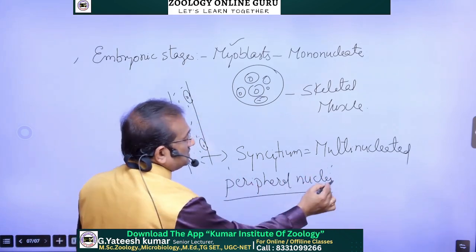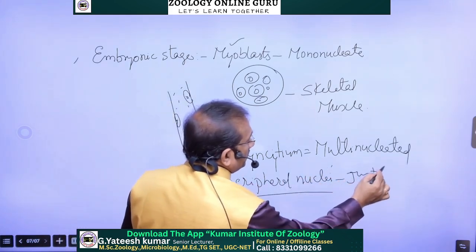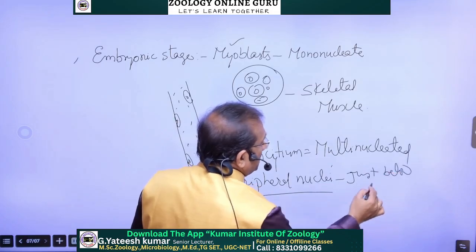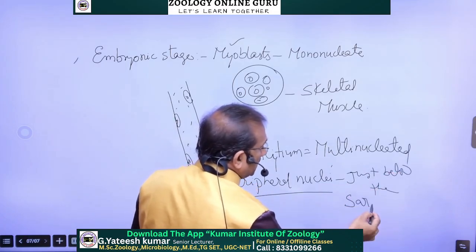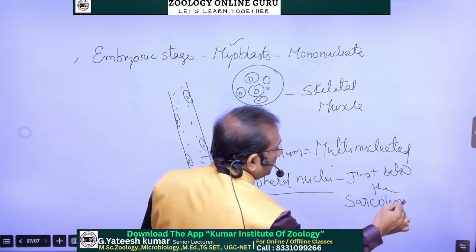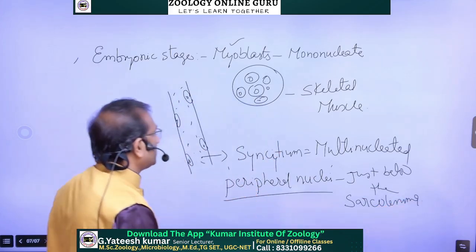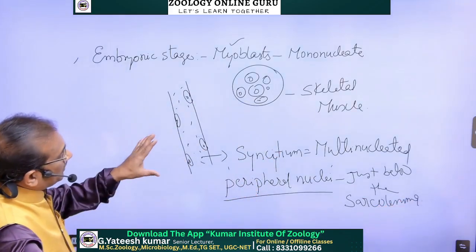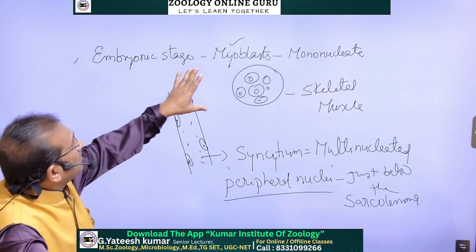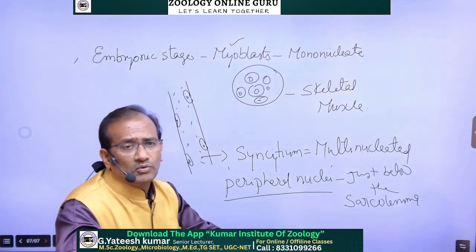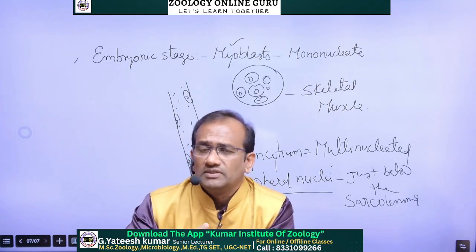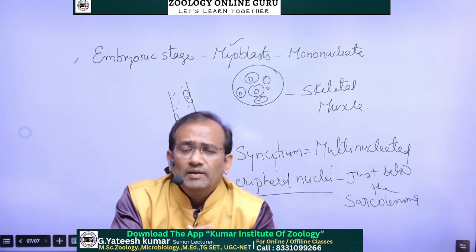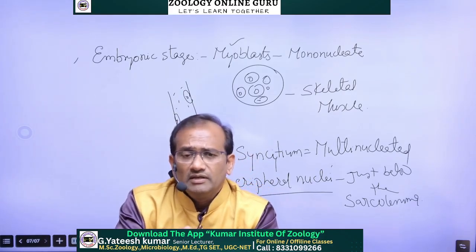Peripheral means just below the sarcolemma, attached to the sarcolemma. The nucleus is present there, and this condition is known as syncytium because mononucleated myoblast cells collectively form a muscle fiber. So the skeletal muscles are syncytium in condition.